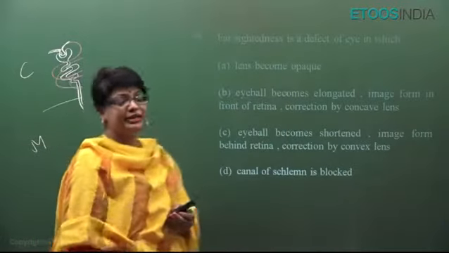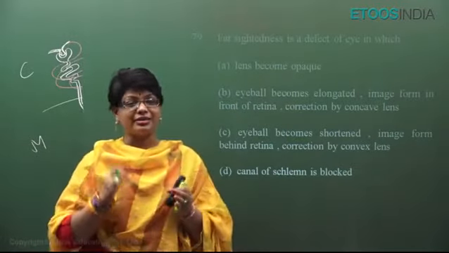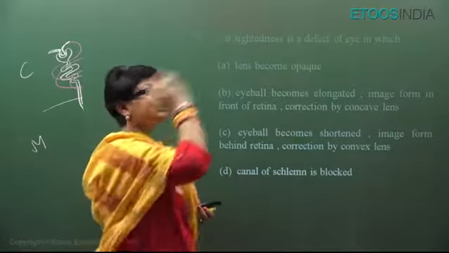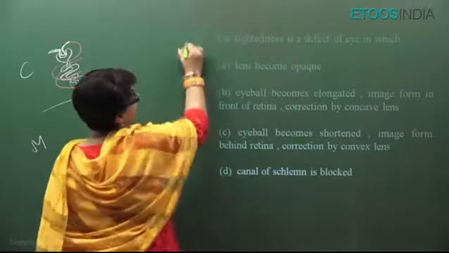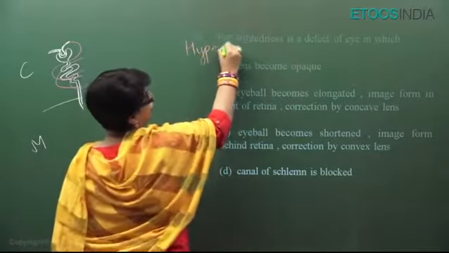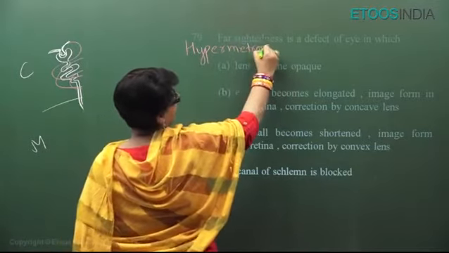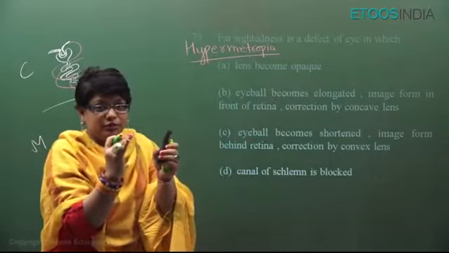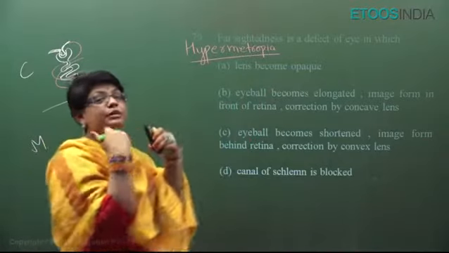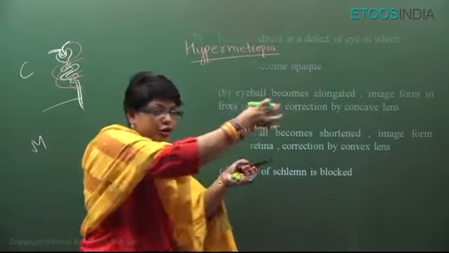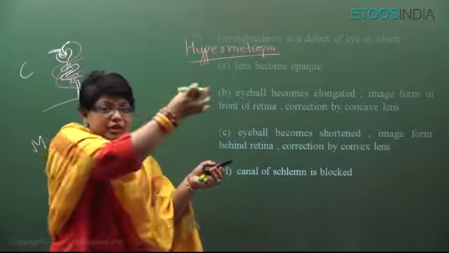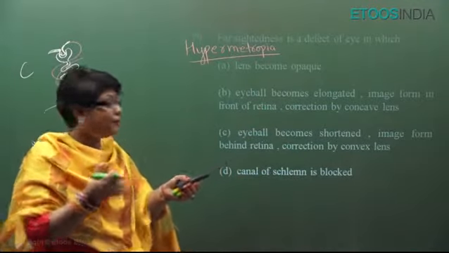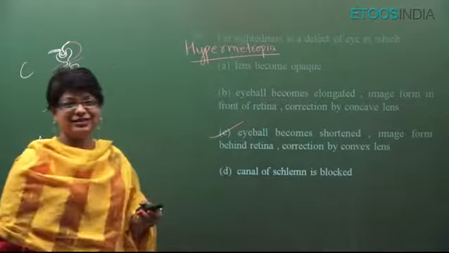Now, far-sightedness is a defect in which? Students, far-sightedness means one person is able to see far off but not near. This is also called hypermetropia. What happens here? The eyeball is shortened, so the image is forming behind the retina. You want to converge the image and bring it onto the retina, so you have to use a convex lens.